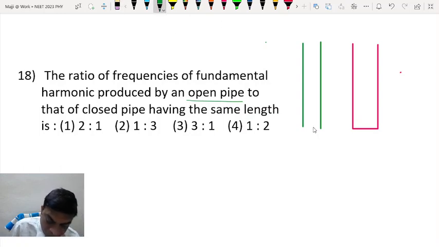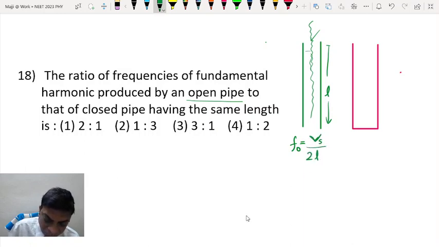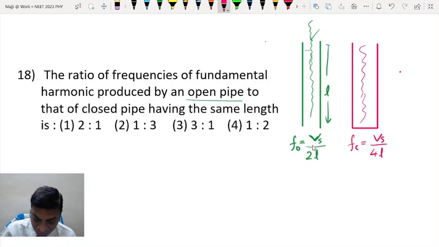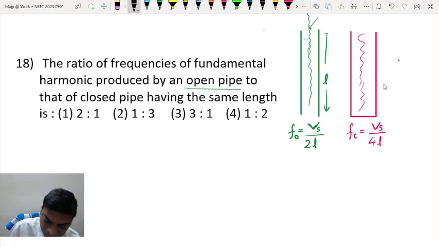So for an open organ pipe, the fundamental frequency, I take it as f_O, is velocity, the speed of sound, that is the speed of the longitudinal waves present in the air column, speed of sound of course, upon 2L. This is the formula. Whereas for a closed organ pipe, the fundamental frequency is velocity of sound upon 4L. So this is what we have to find.